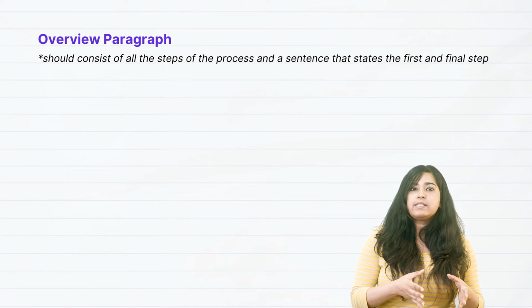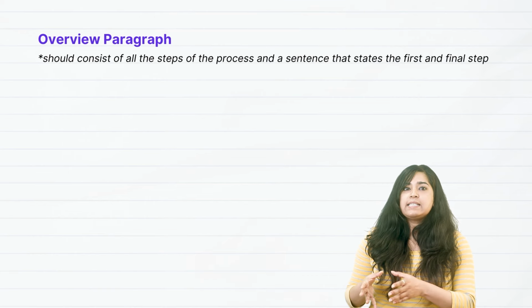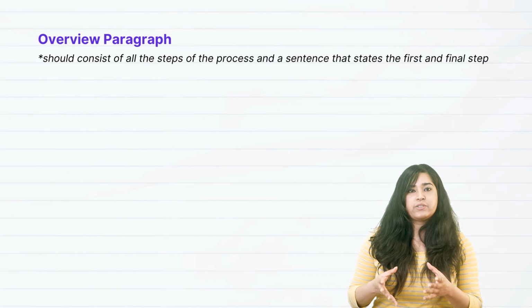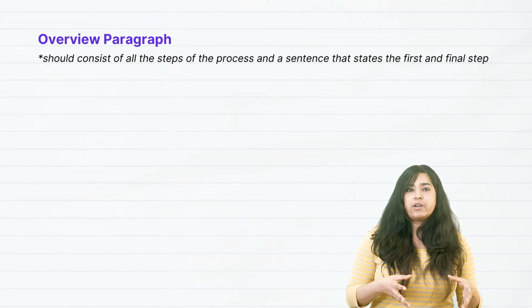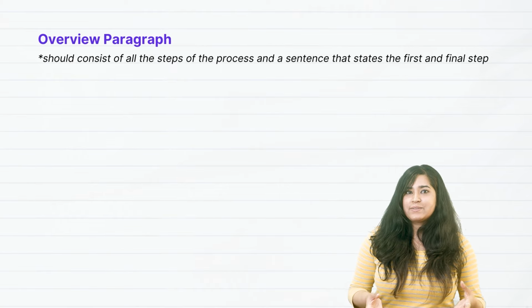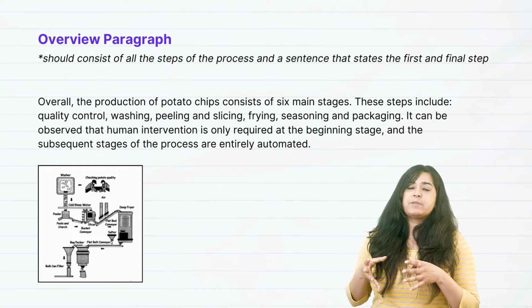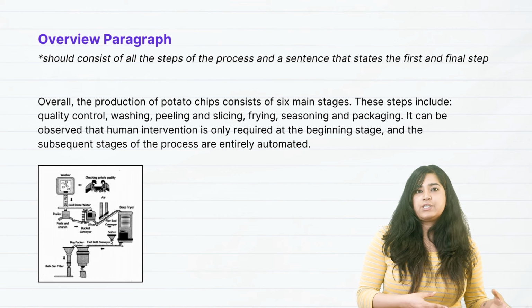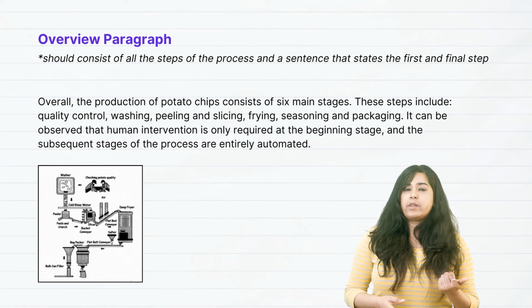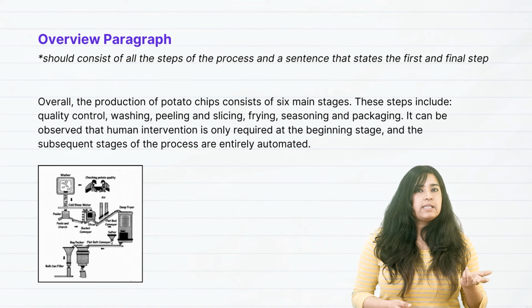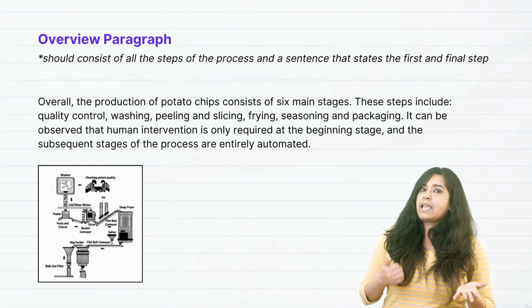Moving on to the next paragraph, which is our overview paragraph. This paragraph should consist of all the steps of the process and a sentence that states the first and final step. So for our question here, our overview could look something like this. Overall, the production of potato chips consists of 6 main stages. These steps include quality control, washing, peeling and slicing, frying, seasoning, and packaging.